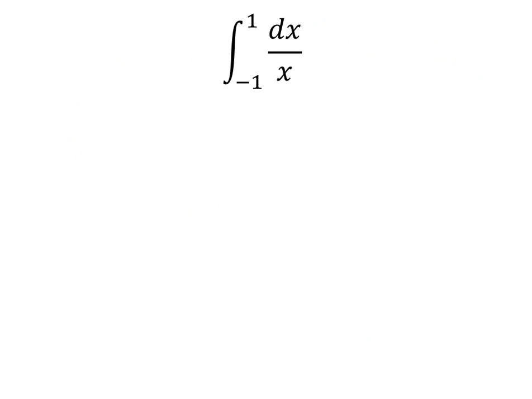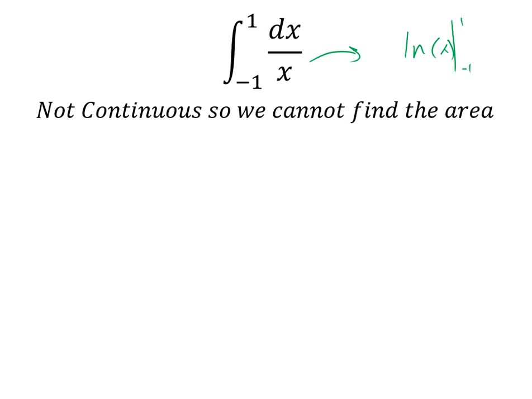All right, looking at this one. We want to take the antiderivative of this function, which would be natural ln of x, and go from -1 to 1. If we're trying to calculate this, we're not able to. The reason is that this original function, 1 over x, is not continuous.